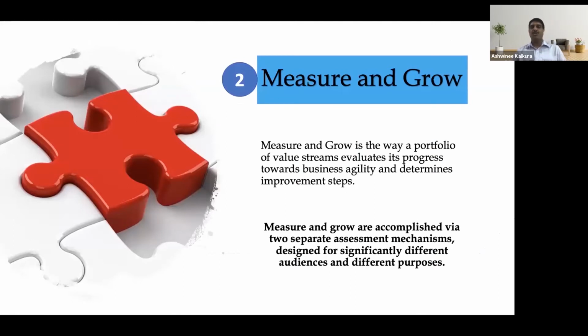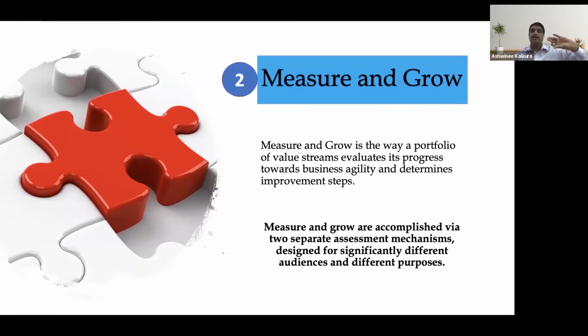The second part, measure and grow. I'm not going to touch too much upon it because in multiple talks the speakers have touched upon this part. It's a new way for portfolios to evaluate their progress towards business agility. In the sense that I need to know a starting point. Where am I lacking, or which parts of the organization are going well? And if you look at SAFe's 7 core competencies, which part should I be focusing on today, right?